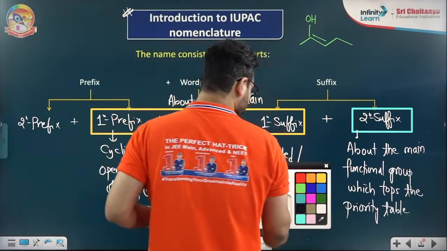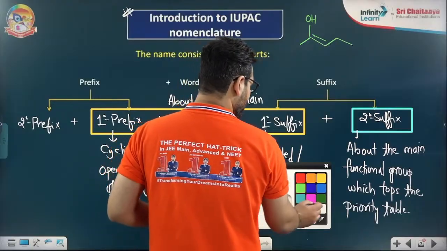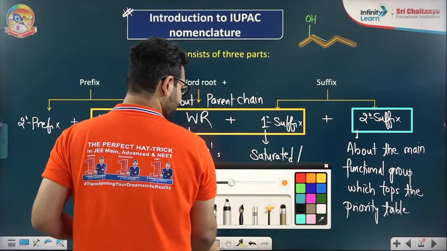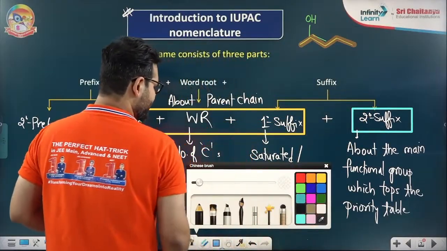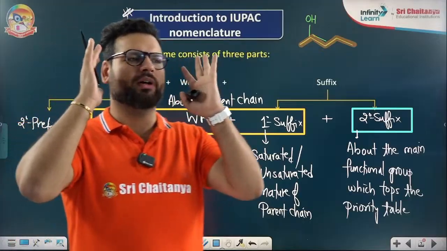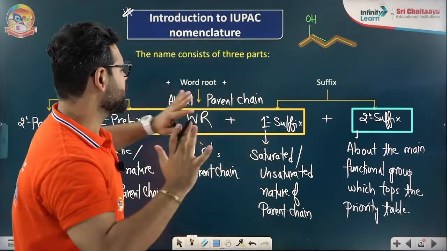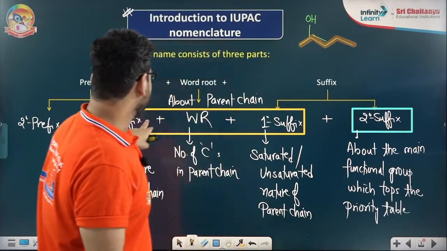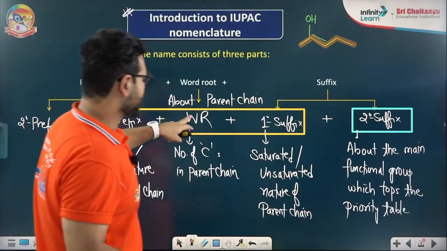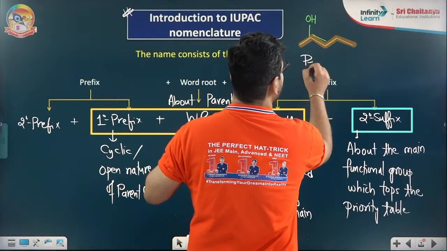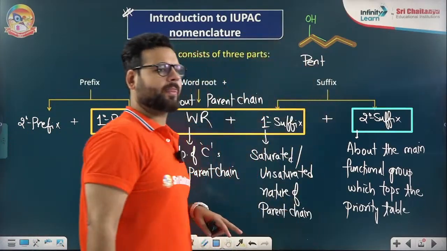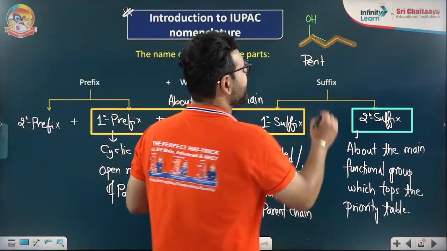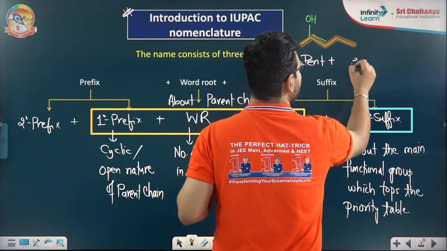So what you have done here is you have taken the parent chain. I can see here 1, 2, 3, 4, 5. 5 carbons are there, and it's an open chain. Three parts are there, and then there are a total of 5 carbons. It's an open chain, so the primary prefix is absent. The word root is pent. Now, since there is unsaturation, we'll say ene. So pent plus ene.